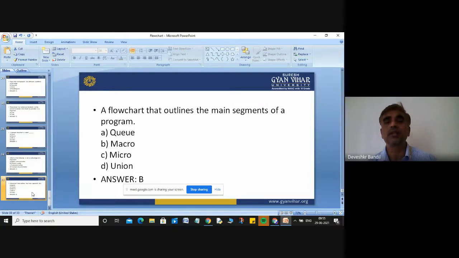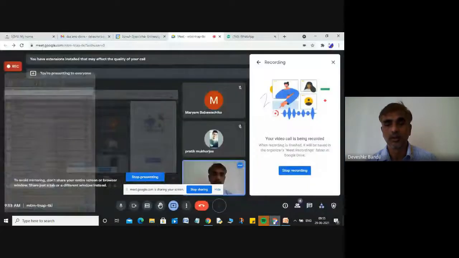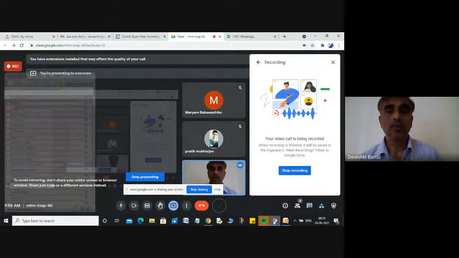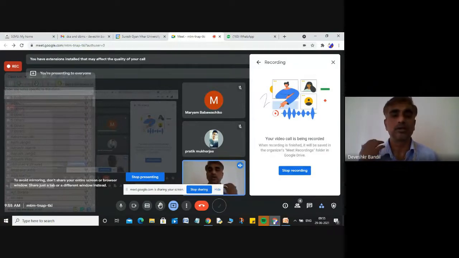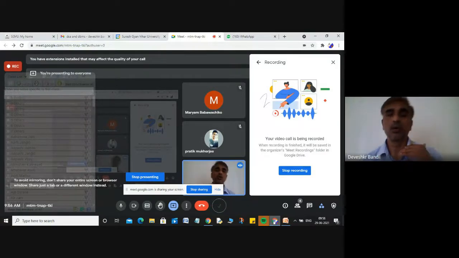And a flowchart that outlines the main segments of a program: queue, macro, micro, and union. So the flowchart that outlines the main segments of a program is macro. So your answer will be B. I hope you have understood about the flowchart, about the flowchart symbols, and how to draw flowcharts.